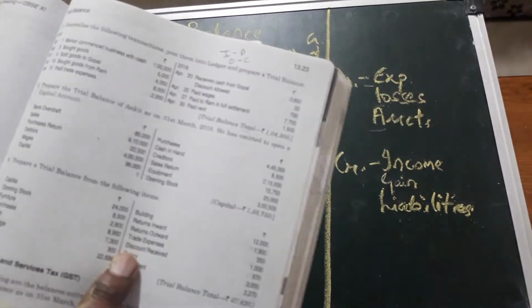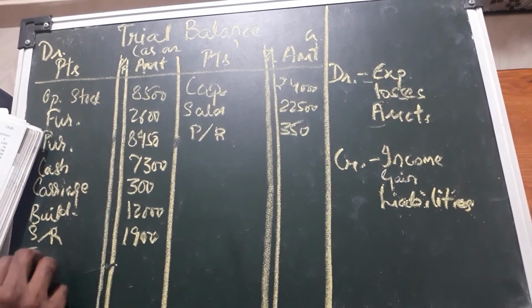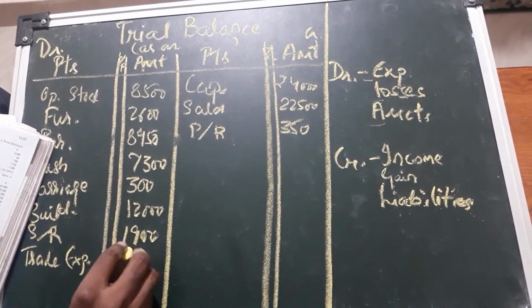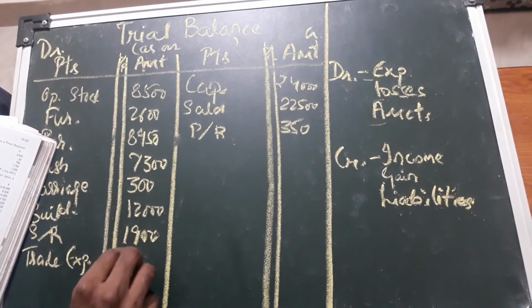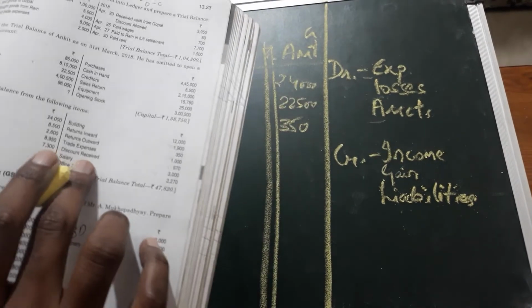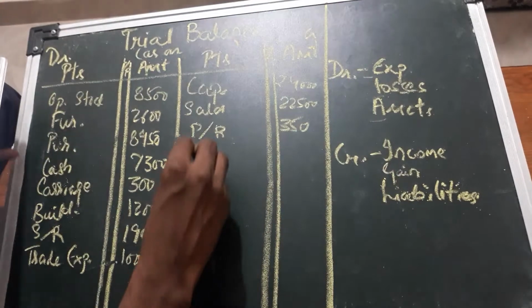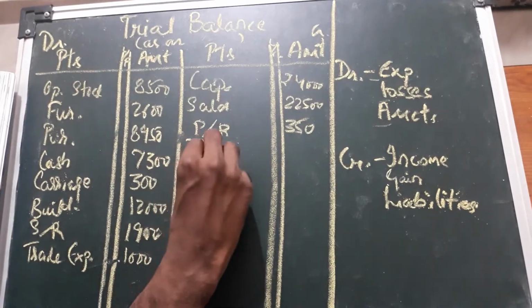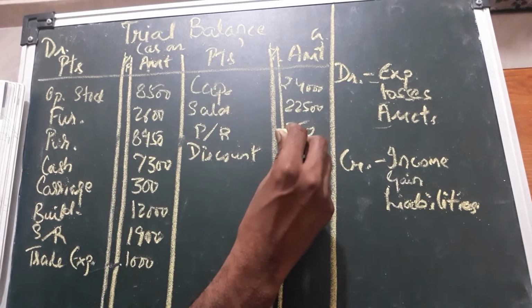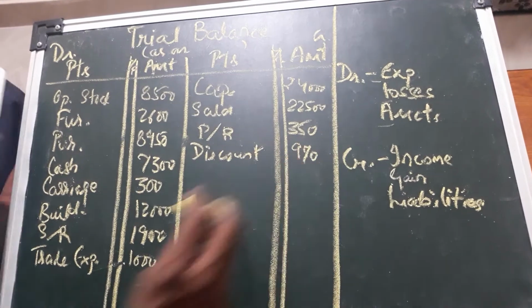Next item is trade expenses. As the name already says, it is an expenditure for the business. Next one is discount received. Whenever we receive a discount, it is a gain for the business. It comes on the credit side because it is received. If it is allowed, then it is a loss for the business.